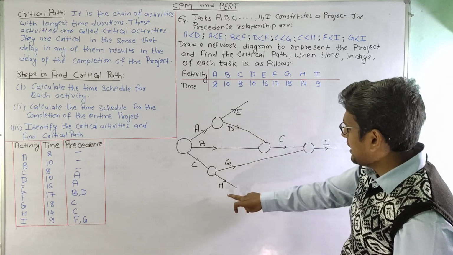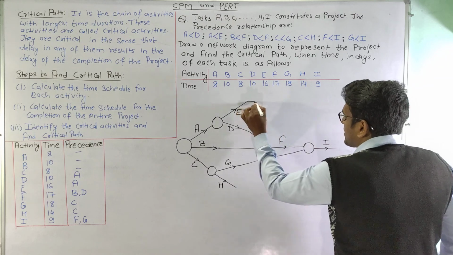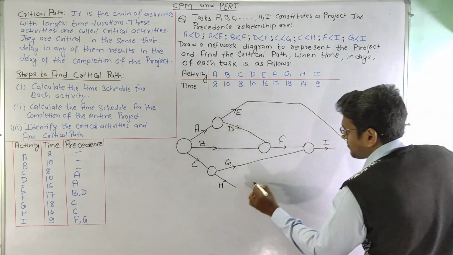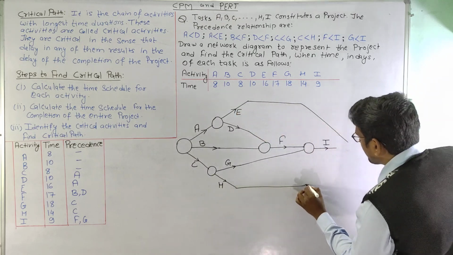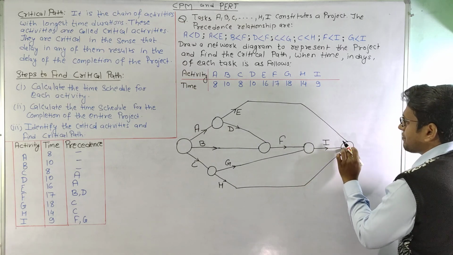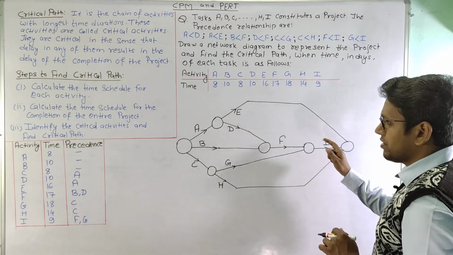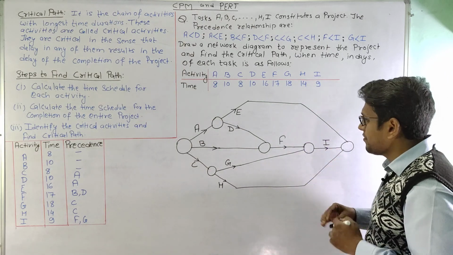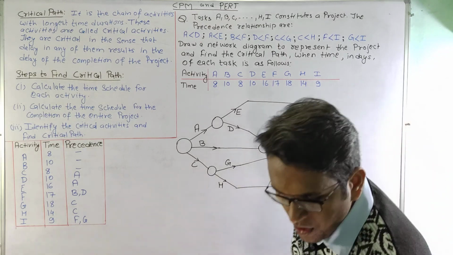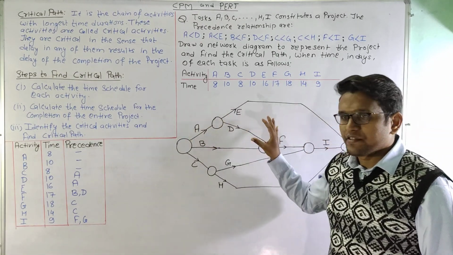So E, H and I are open, so we will converge these activities to a single node here. So we will converge this into a single node, and this is the finishing or terminal node. So this is the network here we have prepared, and now we need to number these events.